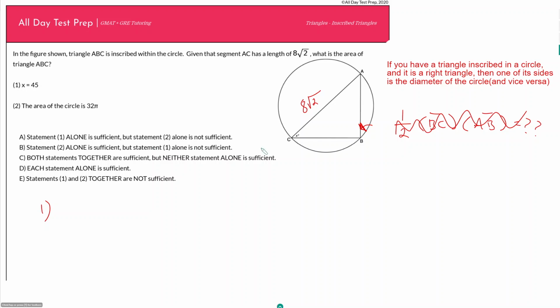So statement 1 says x is equal to 45 degrees. So I'll redraw this. That was terrible.